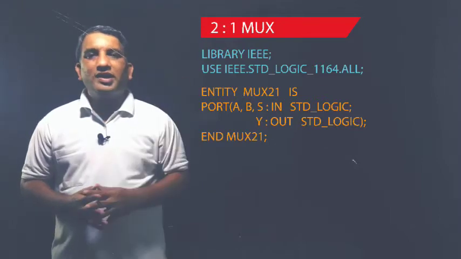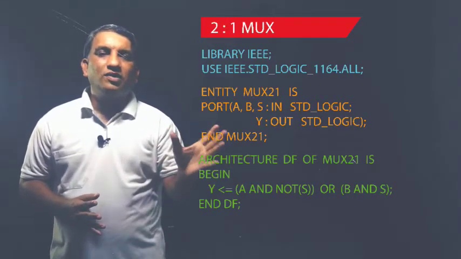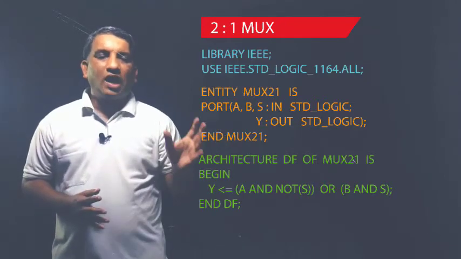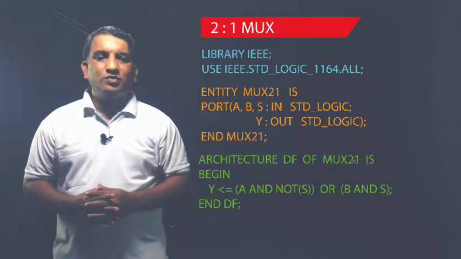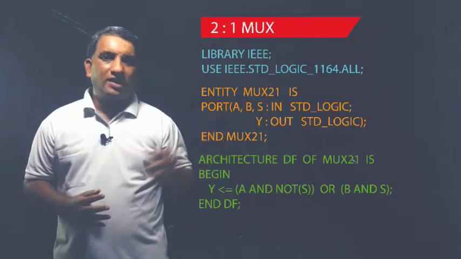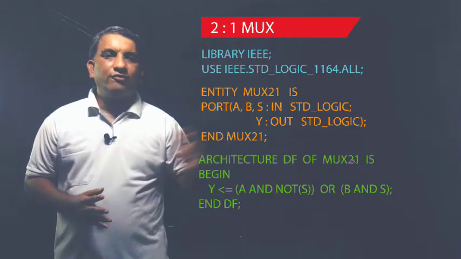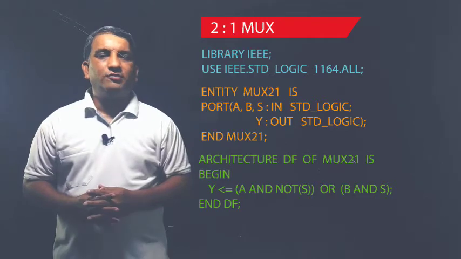Now after the entity we have to write down the architecture. So I will write down the keyword architecture. After the architecture I have to give the name to this architecture. The name of this architecture is DF. DF stands for data flow. Then off. Off is the keyword.